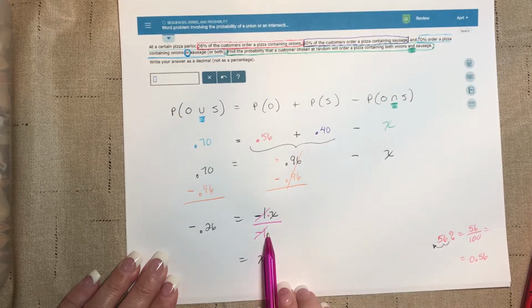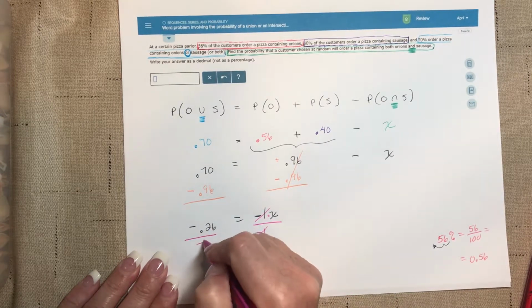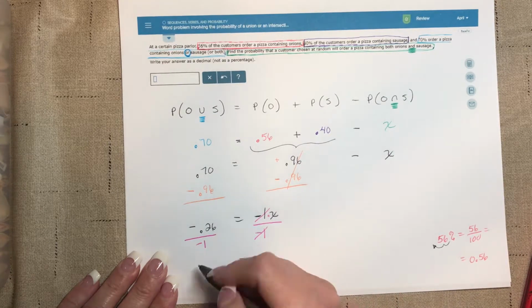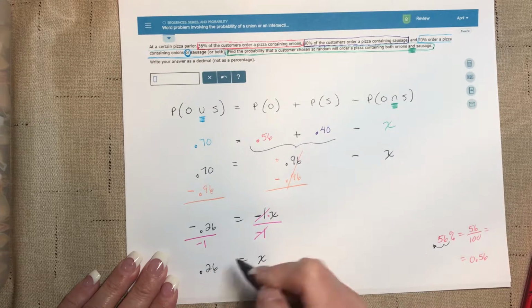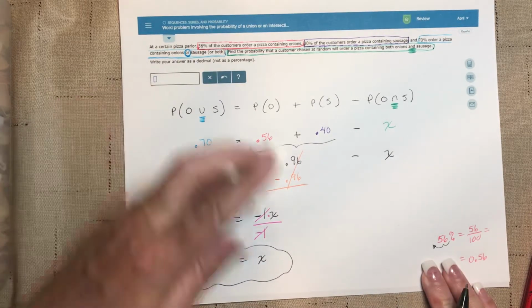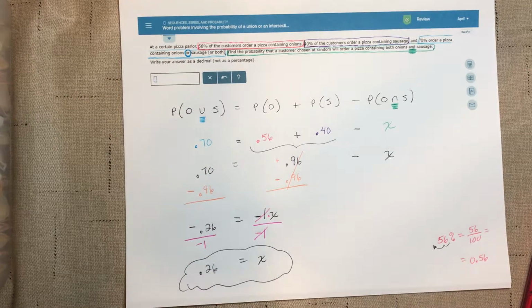But what you do to one side of an equation, you have to do to the other. So I have to divide that by a negative 1. And a negative divided by a negative makes that a positive 0.26. And I can just leave it like that because Alex said put your answer as a decimal, not as a percentage. Technically, that's 26%, but they didn't want that.